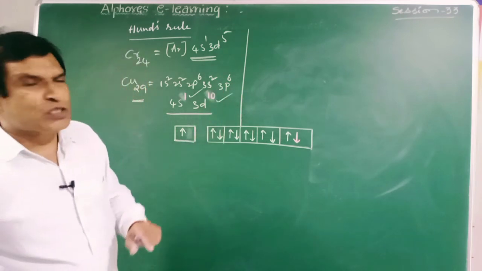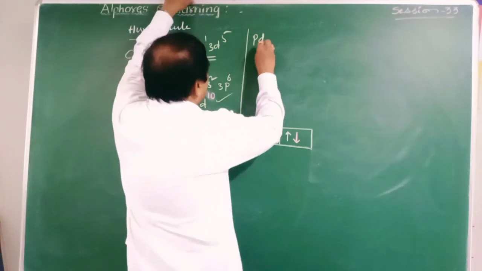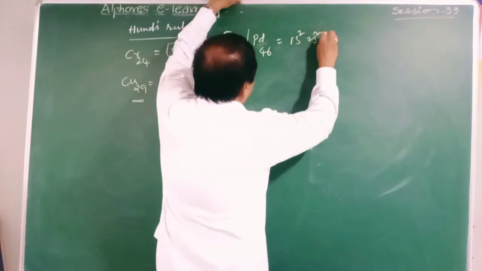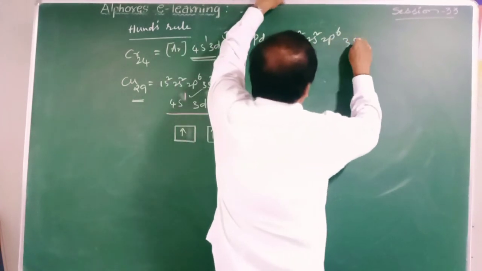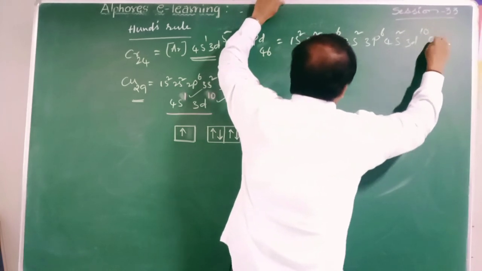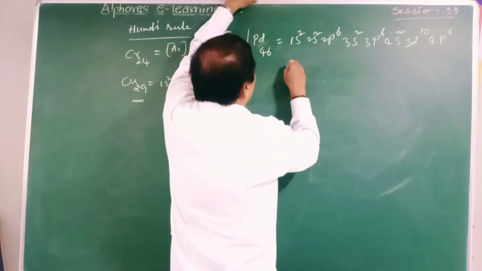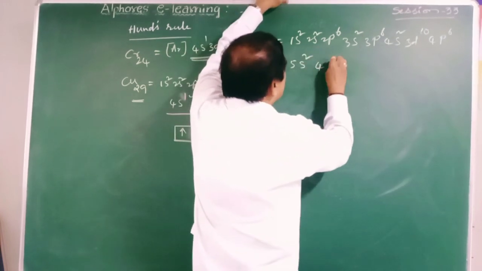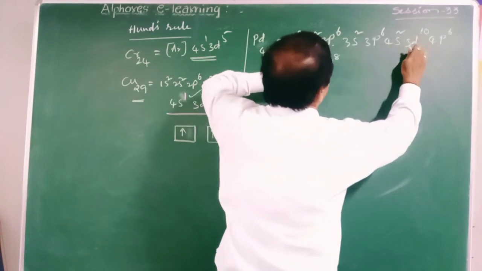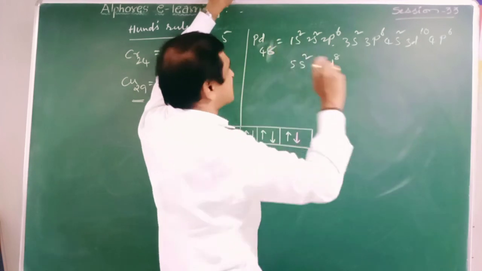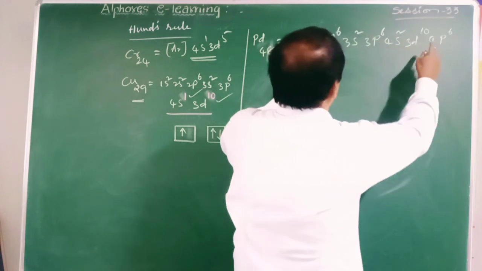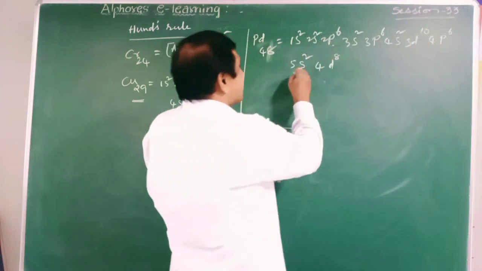One more element, the last element, is palladium. The atomic number of palladium is 46. So it is 1s2, 2s2, 2p6, 3s2, 3p6, 4s2, 3d10, 4p6, then 5s2 4d8. Checking the total, 10, 20, 30, 40, 48. So this is the configuration of that element.